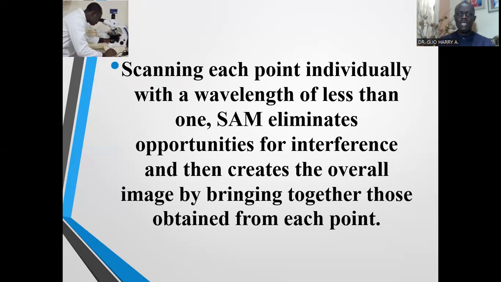Scanning each point individually with a wavelength of less than 1, the scanning acoustic microscope eliminates opportunities for interference and then creates the overall image by bringing together those obtained from each point. So it scans these organisms with a wavelength that's less than 1, and it creates an image that's very clear.